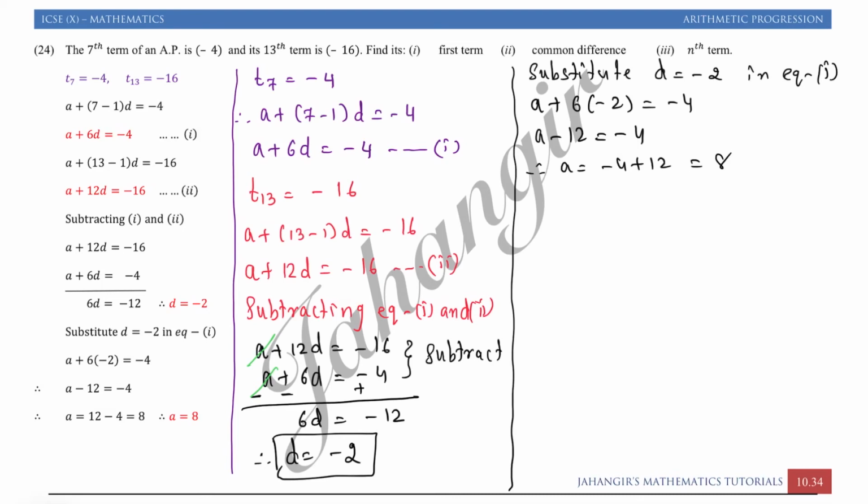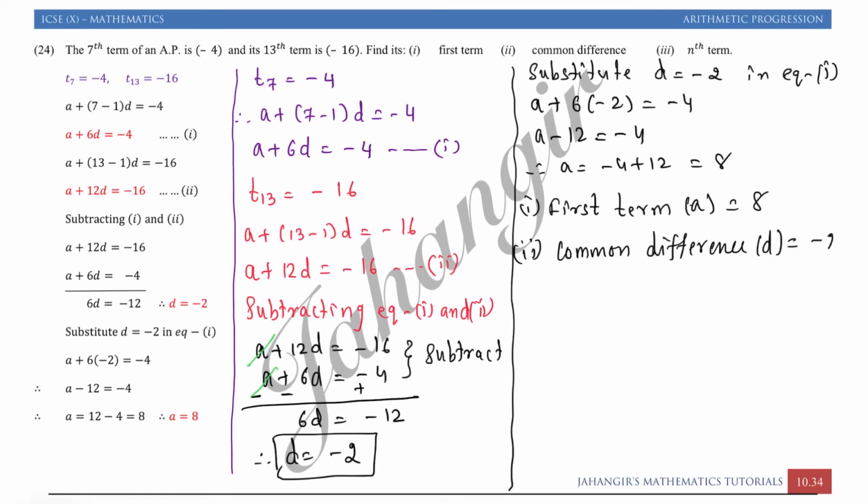So here I get the A value. So therefore the first question's answer is the first term, that is A, which is equal to 8. And the second question's answer is the common difference, that is D, which is equal to minus 2.